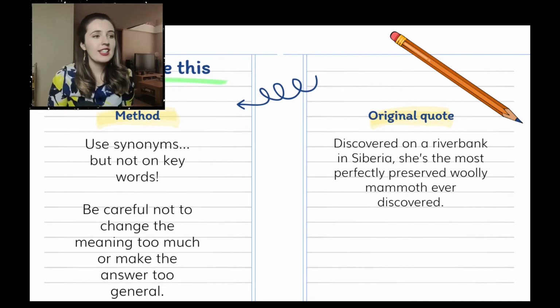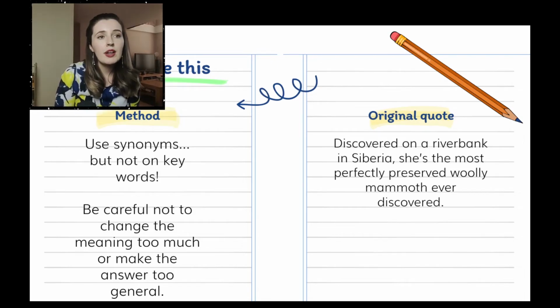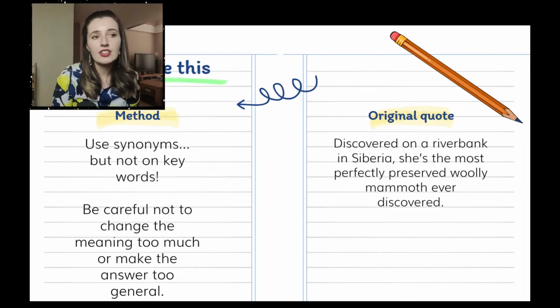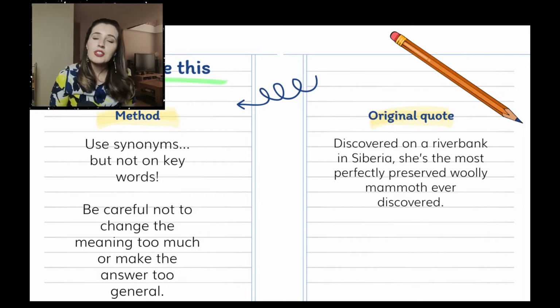So as I've said in the slide here, be careful not to change the meaning too much or make the answer too general. Here's a quote that I took from the article. And on your worksheet now, I want you to try to paraphrase this using synonyms. Discovered on a riverbank in Siberia, she's the most perfectly preserved woolly mammoth ever discovered. Pause the video now, try to do it on your worksheet, and then I'll show you an example of how I did it.